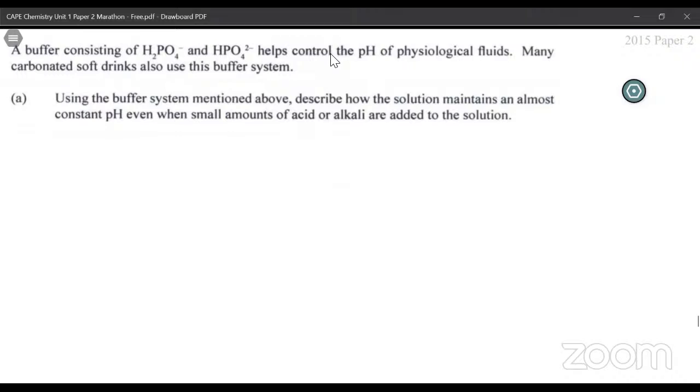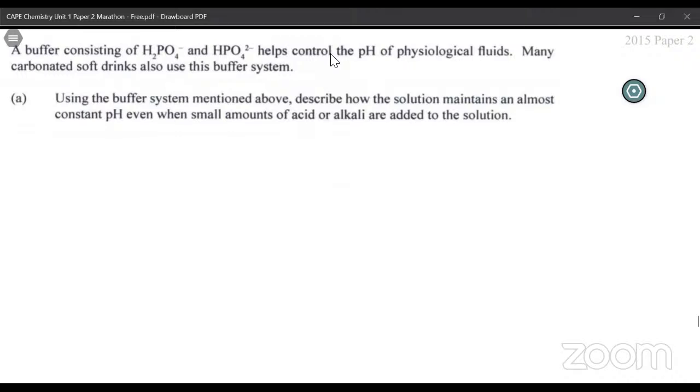For the buffers, let me look at the broad topics real quick, Chem unit 1. All right, great. So buffers.